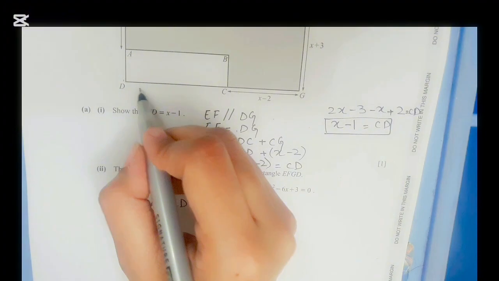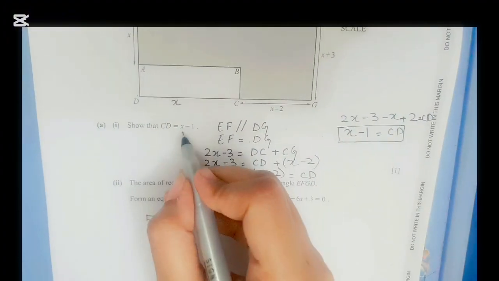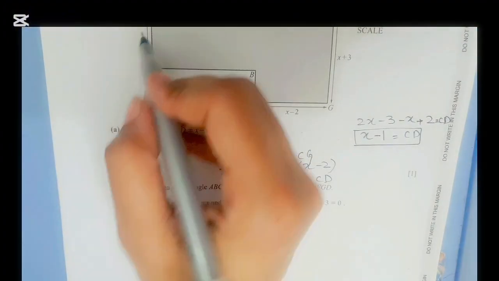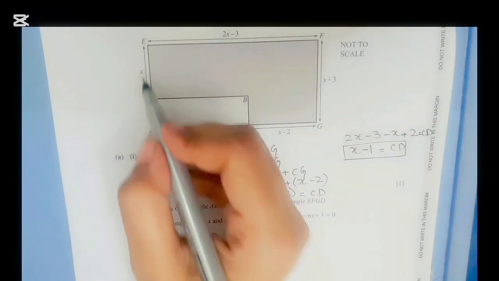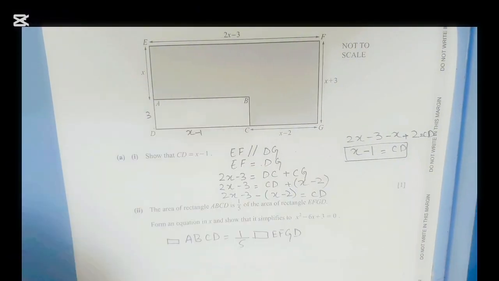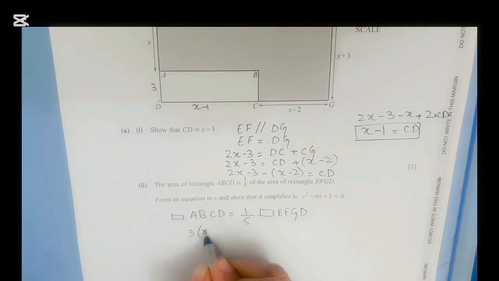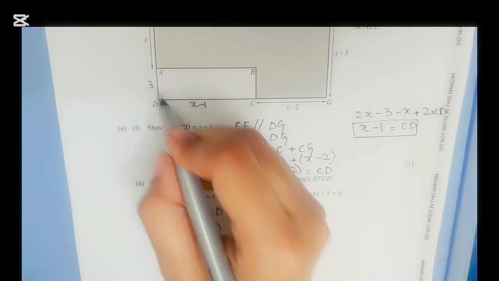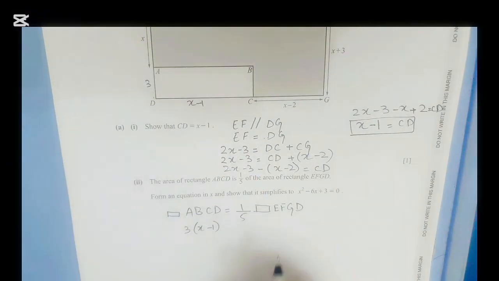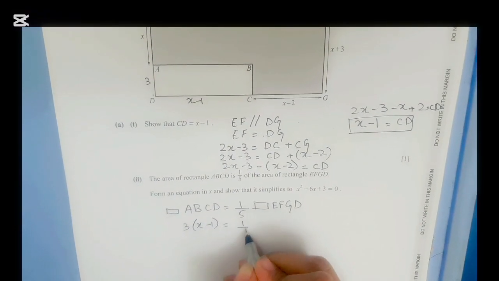This is x minus 1, we know from here, and you know this is x plus 3. So x is over here, so 3 is over here. So ABCD is 3 times x minus 1. This is length and this is breadth, so x minus 1 times 3, and this is 1/5.